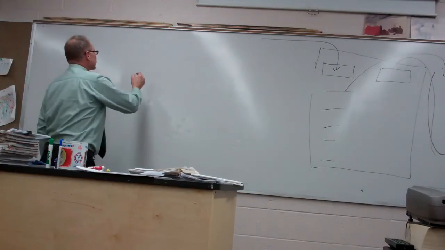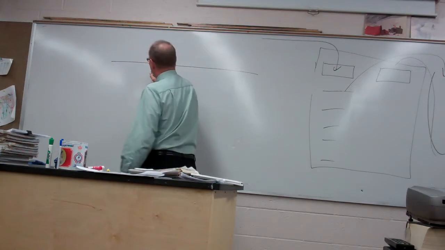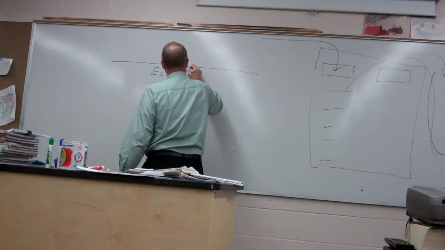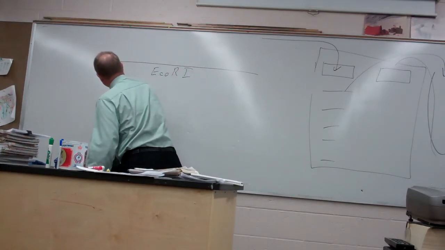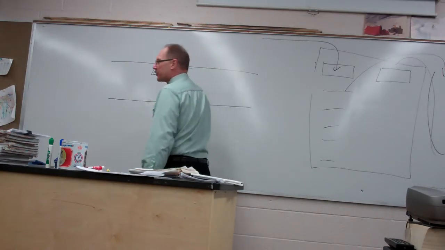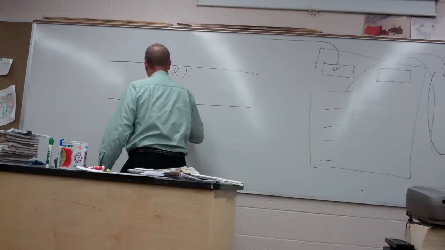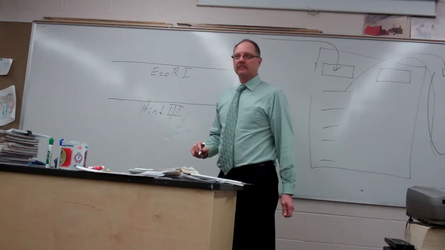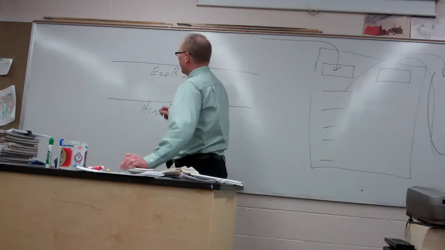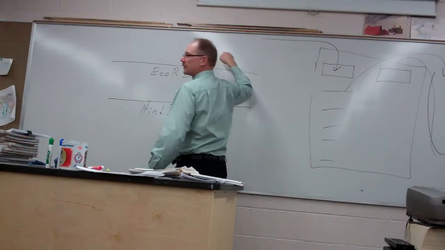All right. So what I want you to do then is draw 1 restriction map for Eco R1, and right underneath it, the same size so that everything lines up, a restriction map for Hind 3. And draw it just like this handout, where you have the restriction sites listed on the bottom and the fragment sizes on the top.